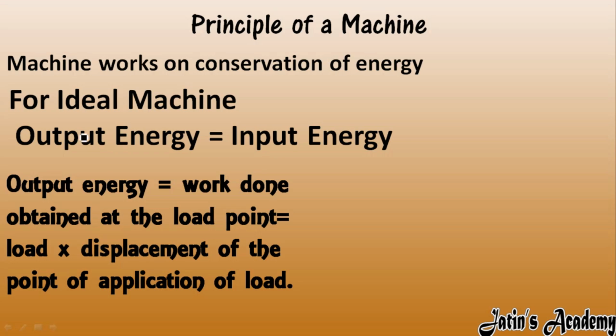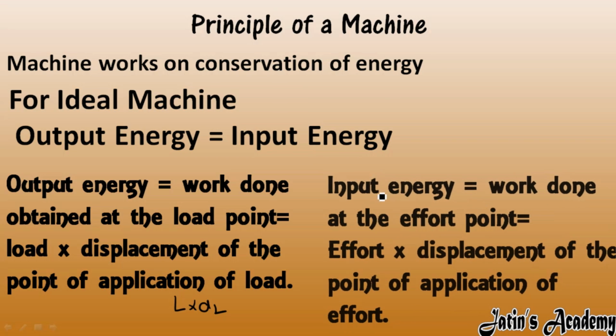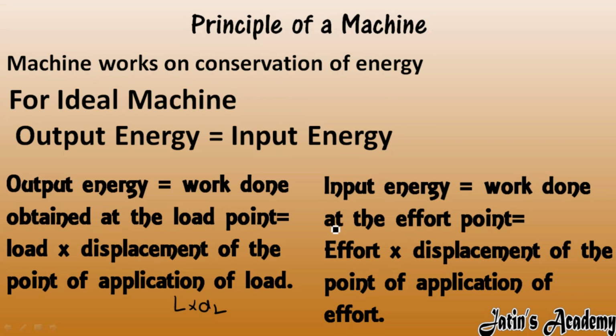So work is done by the machine on the load. This is called work output. So the energy at the load point is called output energy. This is basically load into displacement of point of application of load, or simply I can write load into displacement of load. And what is input energy? Input energy is energy given to a machine. Input energy is equal to work done at the effort point.